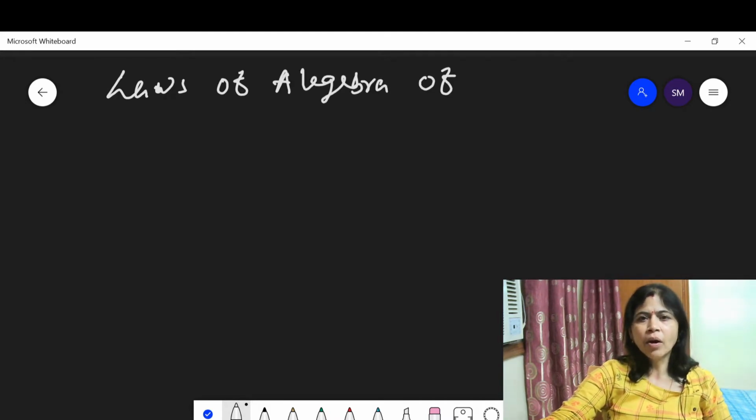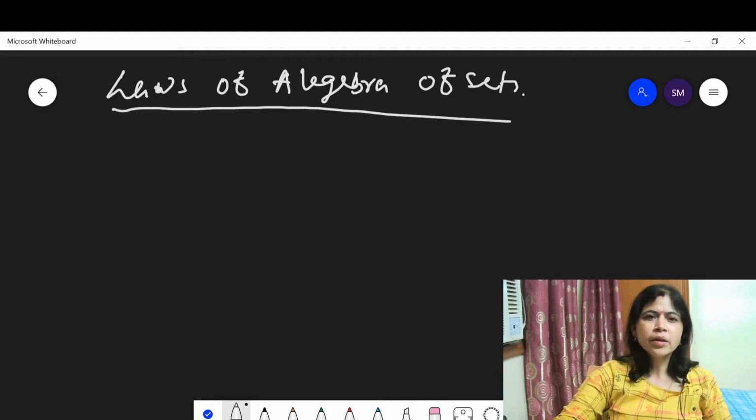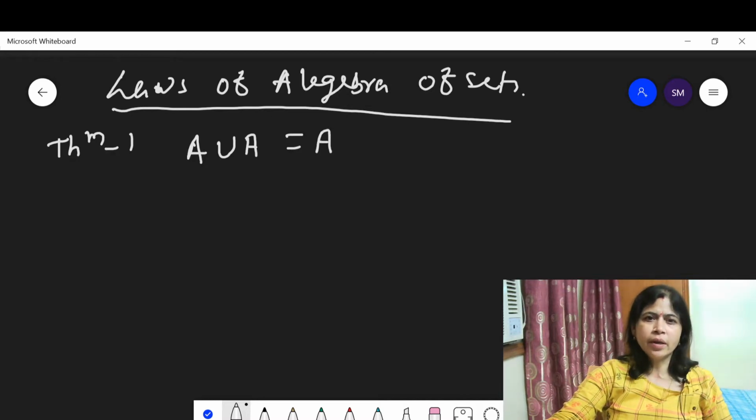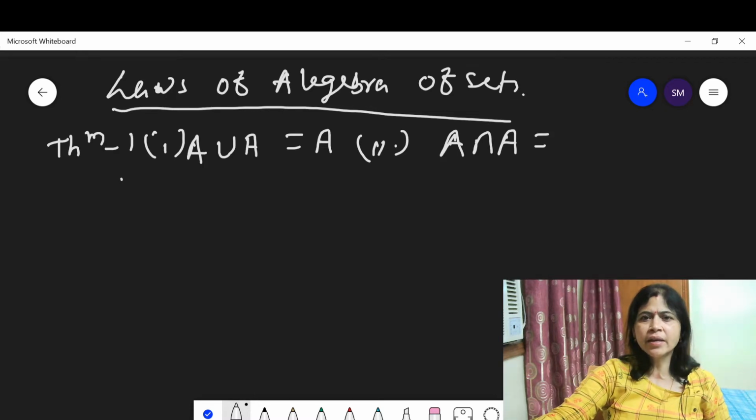Algebra of sets. Theorem 1 says that A union A is equal to A. Let us prove. This is the first part of theorem 1. The second part of theorem 1 says A intersection A is equal to A. Let us prove.